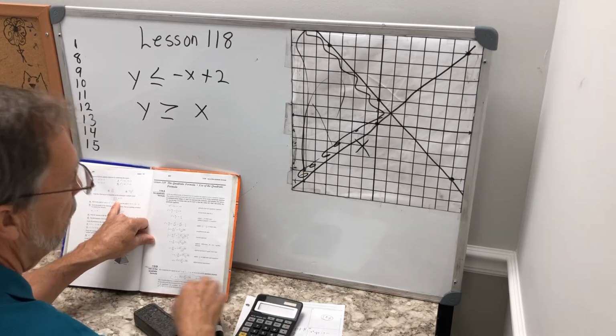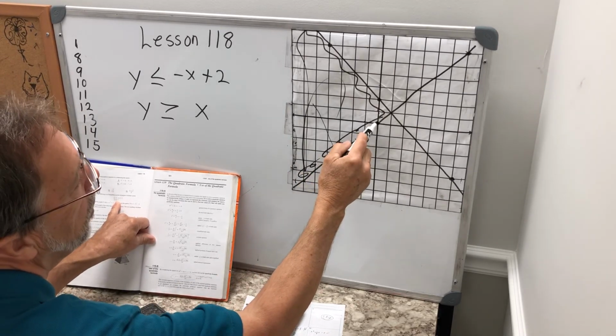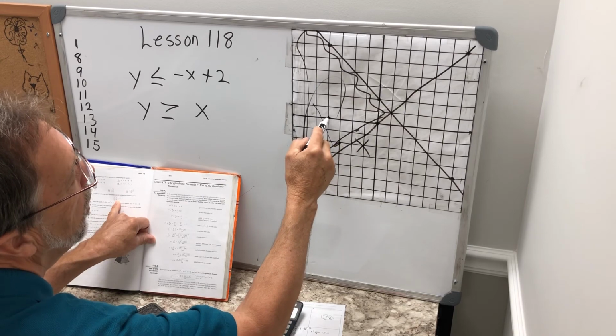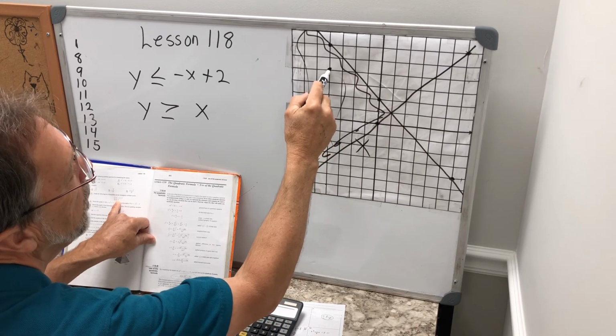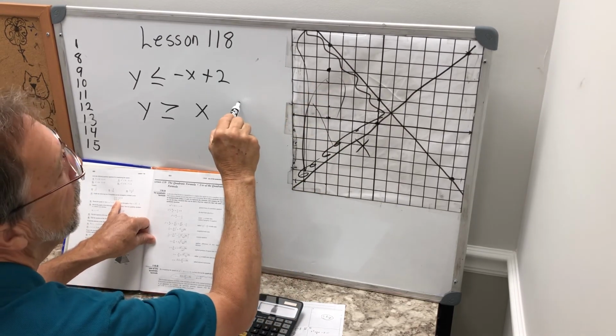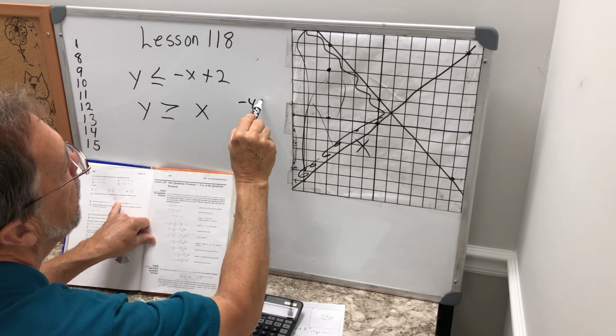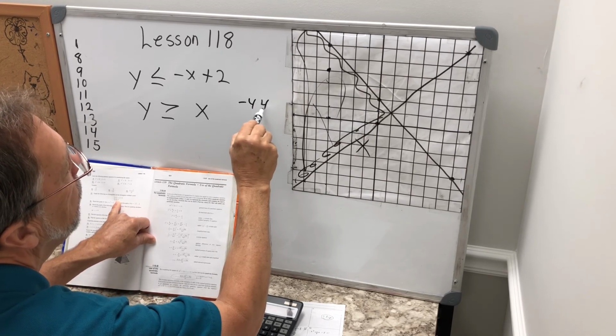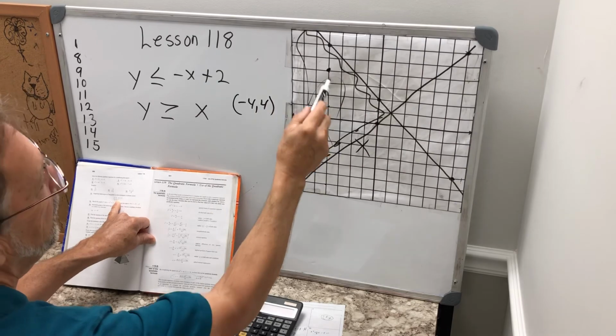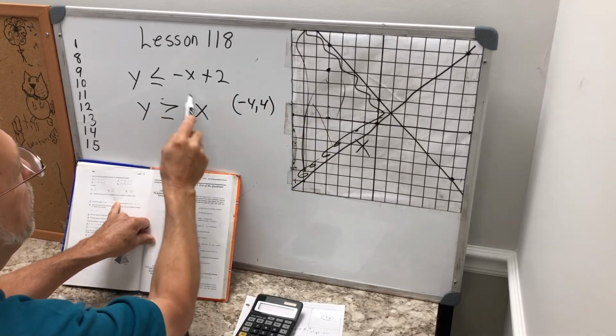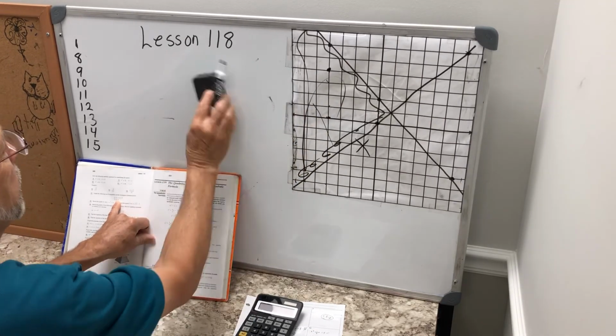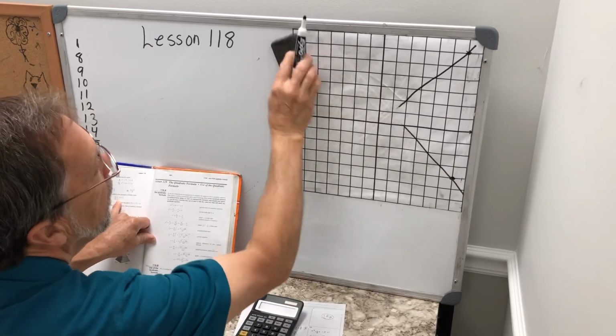And you can check yourself by taking any point in here, and you could go 1, 2, 3, 4, 1, 2, 3, 4. You could do this a negative 4 and a positive 4. Use that set, and that would work in both of these equations. We won't take the time to check ourselves on that.